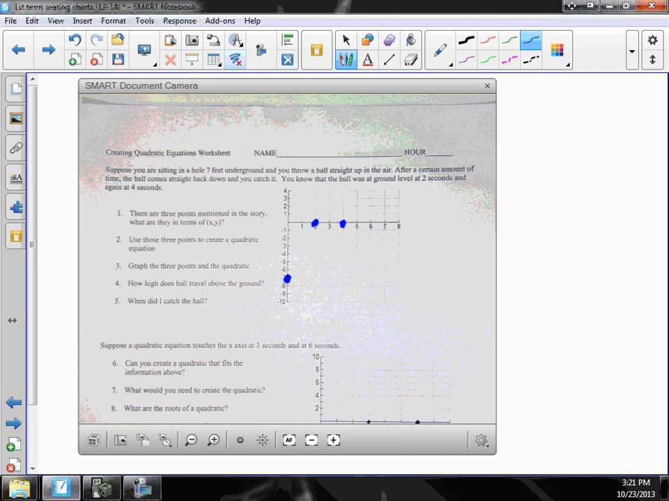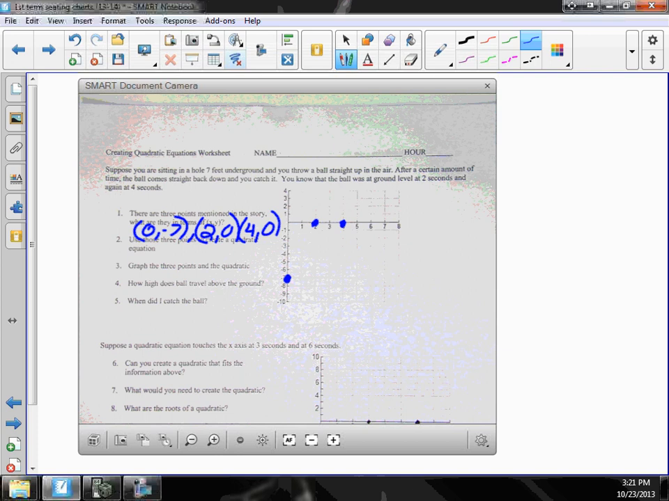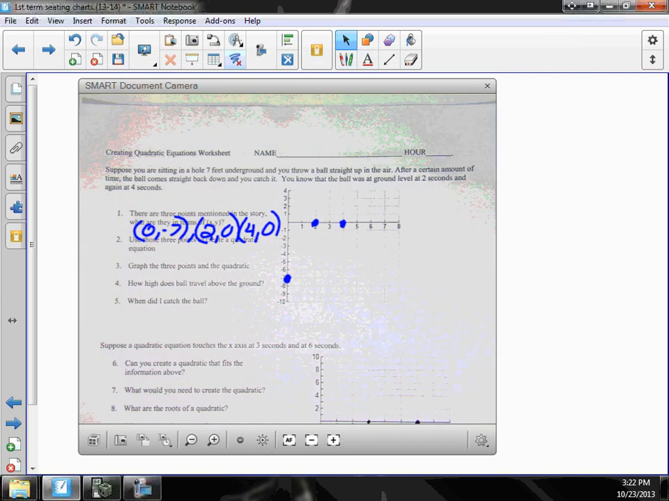So number 1 says there are 3 points mentioned in the story. What are they in terms of x and y? So the points would be (0, -7), (2, 0), and (4, 0). So use those 3 points to create a quadratic equation.